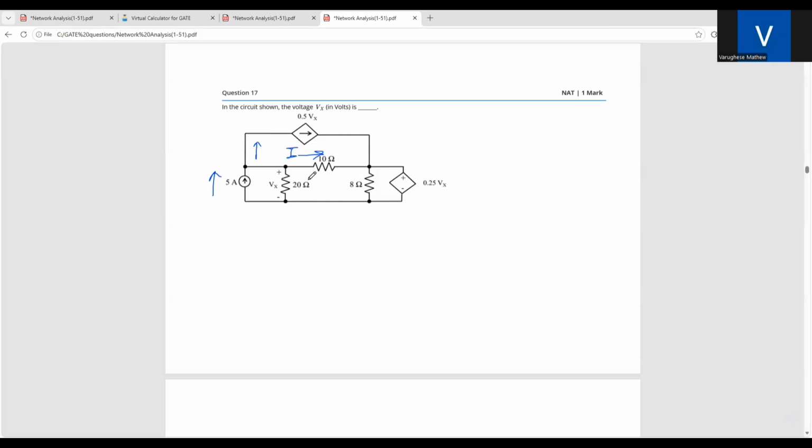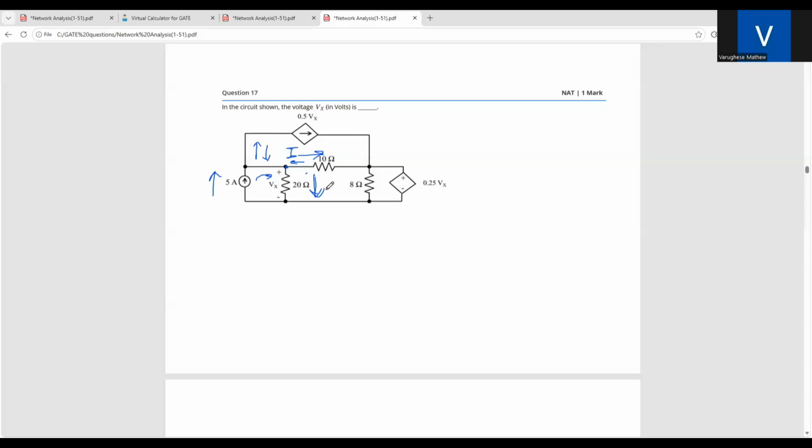So what is this current? Tell me. What is this current? This current is moving out of this point. That means all the currents coming into the point you have to add, that is equivalent to this current. How many currents are there? There's one current here, there's one current here, there's one current here.